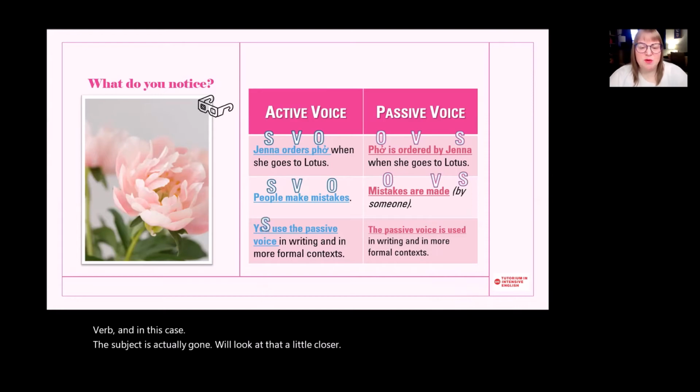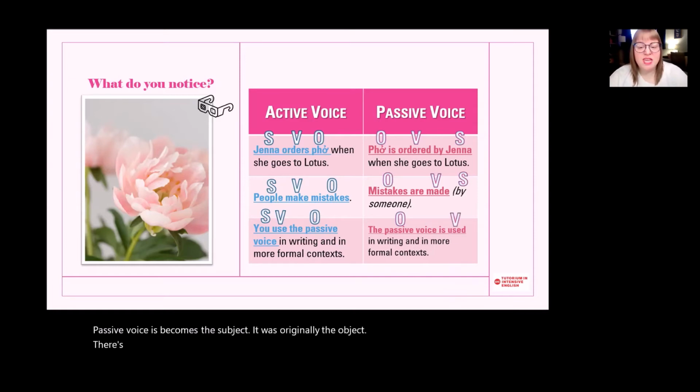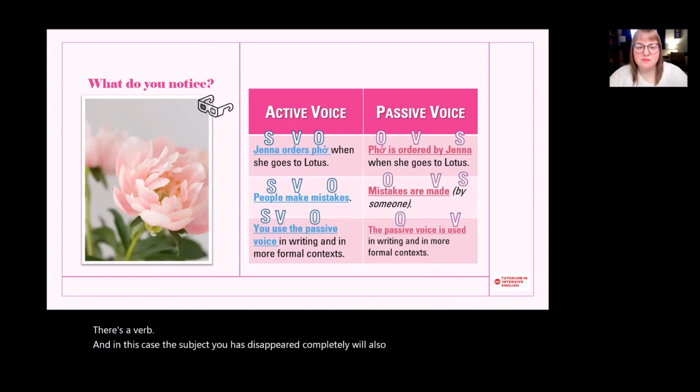In our last example, the same thing. You is the subject, use is the verb, and passive voice is the object. But of course, in the passive voice sentence, passive voice becomes the subject. It was originally the object. There's a verb. And in this case, the subject you has disappeared completely. We'll also talk about that later.